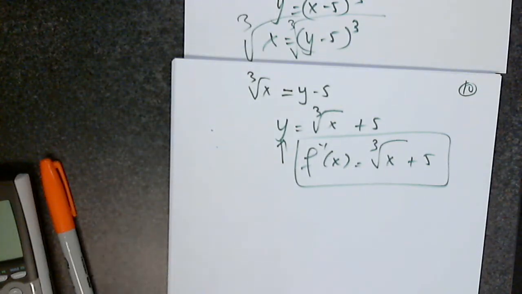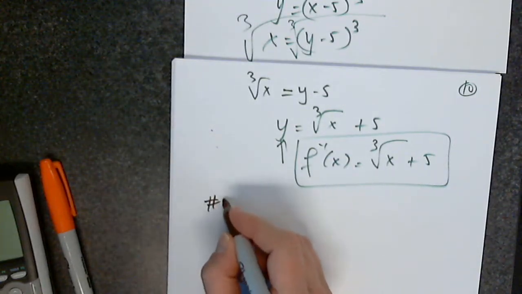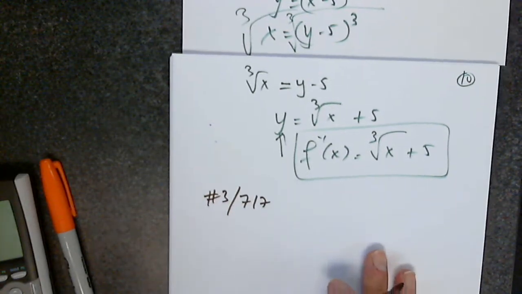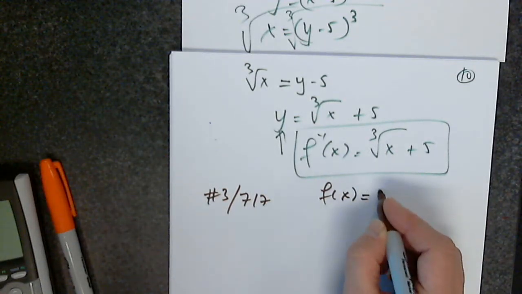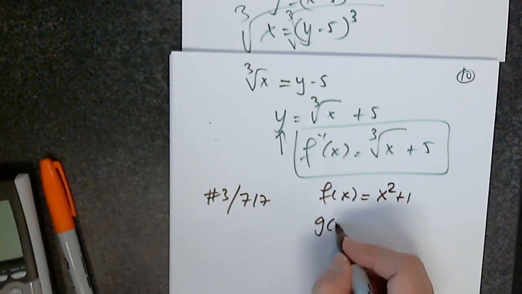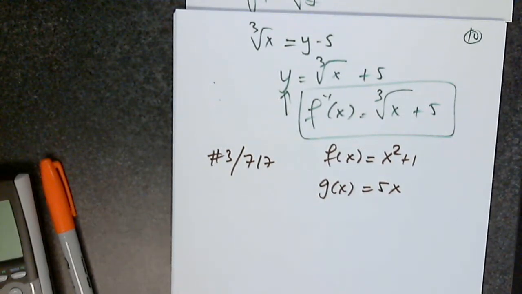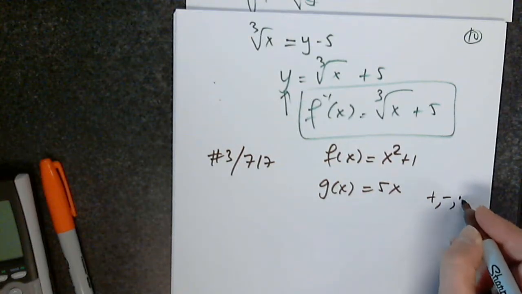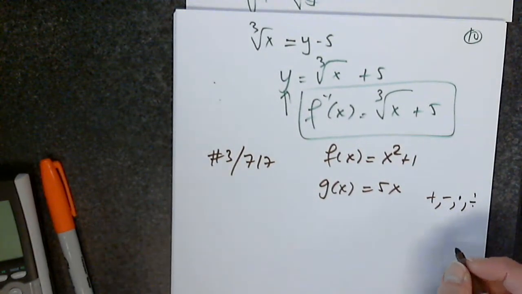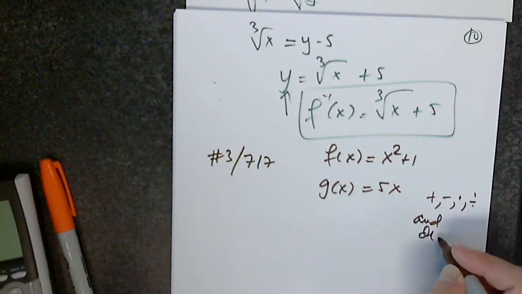Okay, back to page now 717. Let's say problem 3 on 717. We are given f of x, which is x squared plus 1. We are given g of x, which is 5x. We're asked to find the sum, the difference, the product, the ratio, and their domains. So we want the sum, the difference, the product, and the division or ratio, and domains.